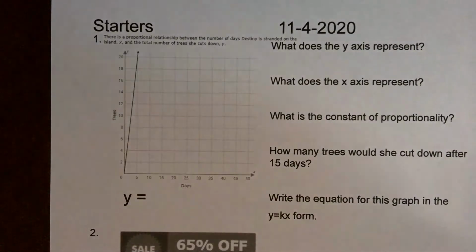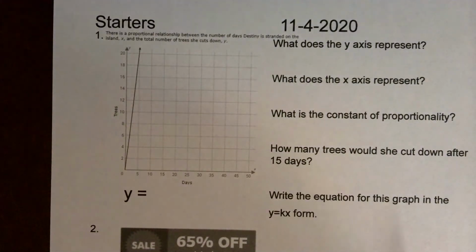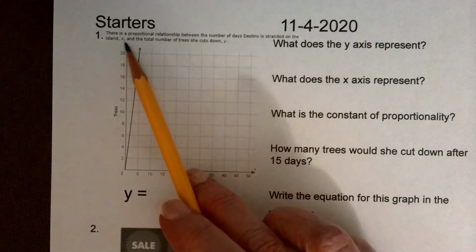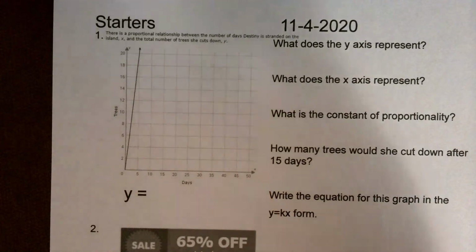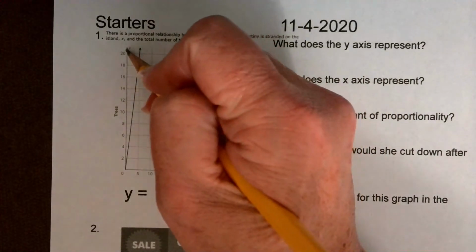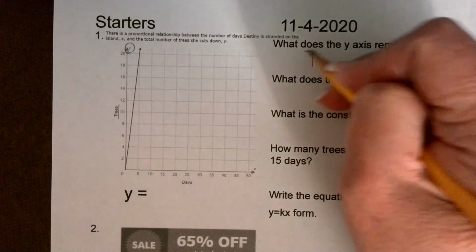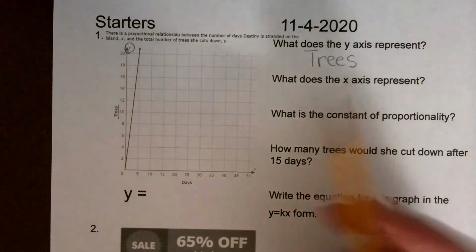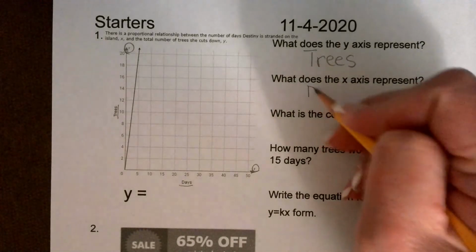Okay, here are the answers for Wednesday's starters. So there's a proportional relationship between the number of days that Destiny is stranded on an island, X, and the total number of trees that she cuts down, Y. So what does the Y-axis represent? That's this. And in this case, it's the trees. And the x-axis, which is down here, represents the number of days.